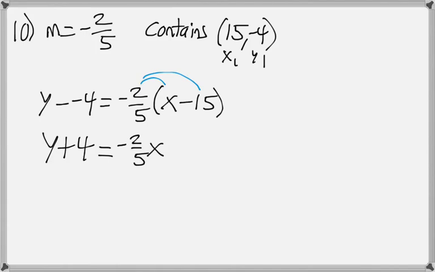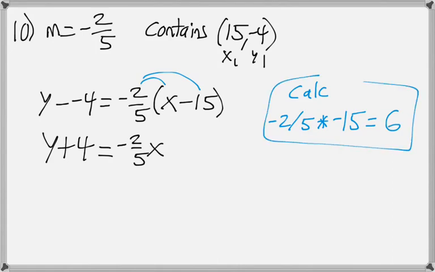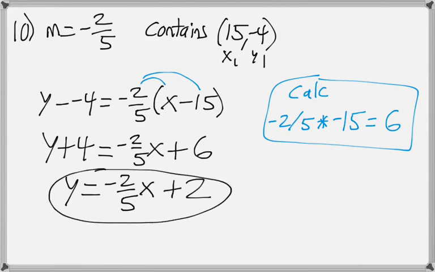Now -2/5 times -15, if you hate fractions, your calculator should be able to do this. So if you use your calculator, if you type -2/5 times -15, then it will tell you that it is 6. So with fractions, you can always use your calculator, and it's going to be 6, so plus 6. And then lastly, I need to subtract this 4 from both sides. So if you subtract 4, it's going to be a plus 2. And that'll be your answer.